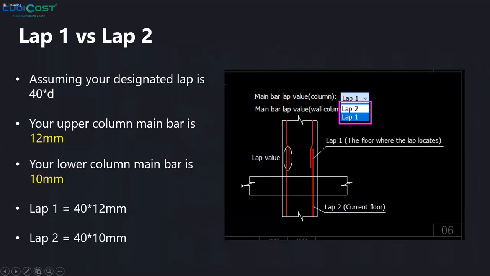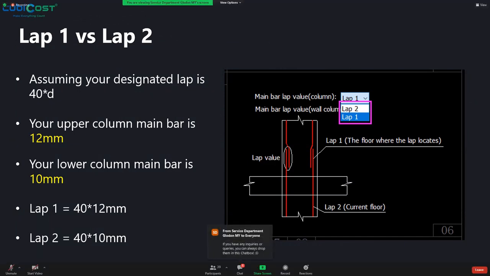The first thing I'm going to touch on is lap 1 versus lap 2. Now, when it comes to modeling in TRB, some of you may adjust the lap value in the attribute editor, but somehow it does not reflect the value that you have set in the attribute editor. So case number 1 is this.